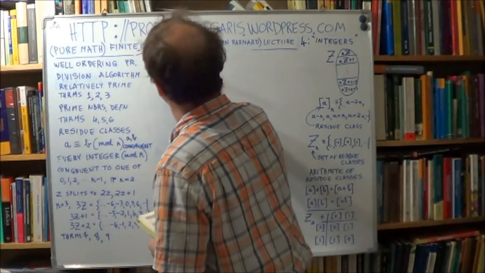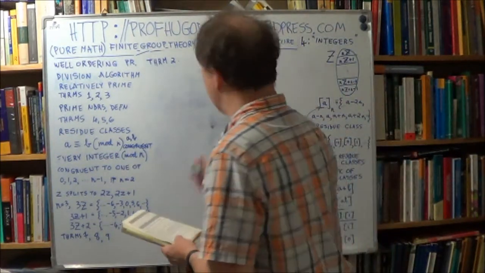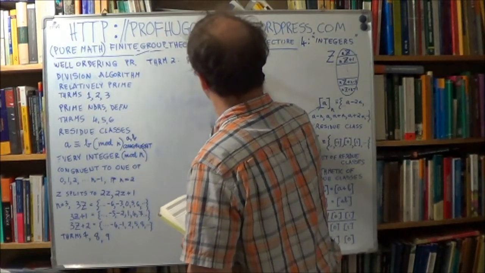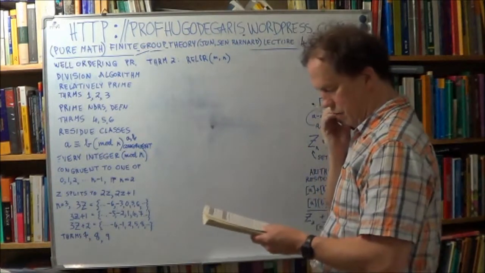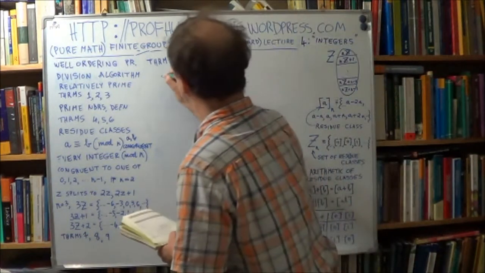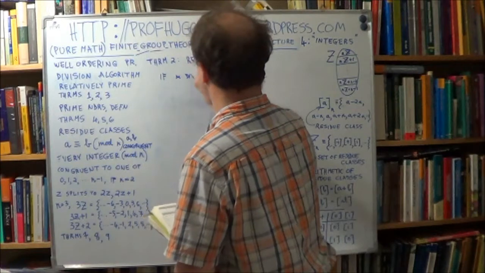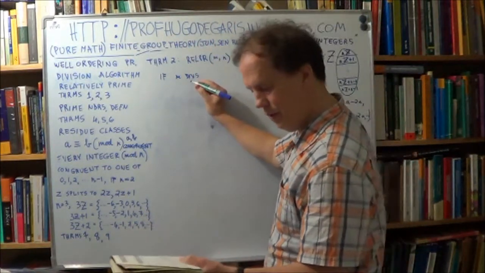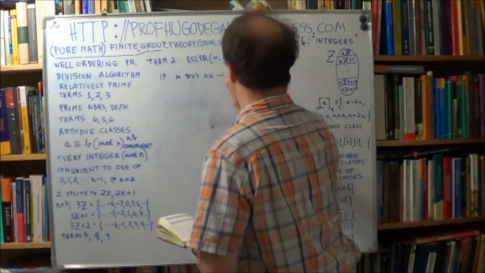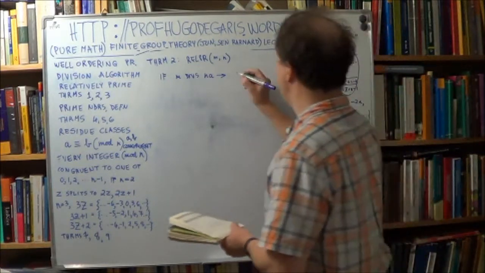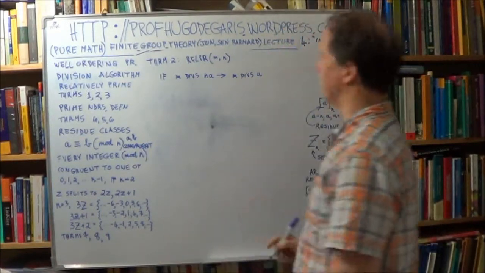Theorem 2 says that, okay, so m and n are two integers that are relatively prime. So if m divides, in other words, m divides a, so a is just another integer, then m divides a. Now that's in the abstract.